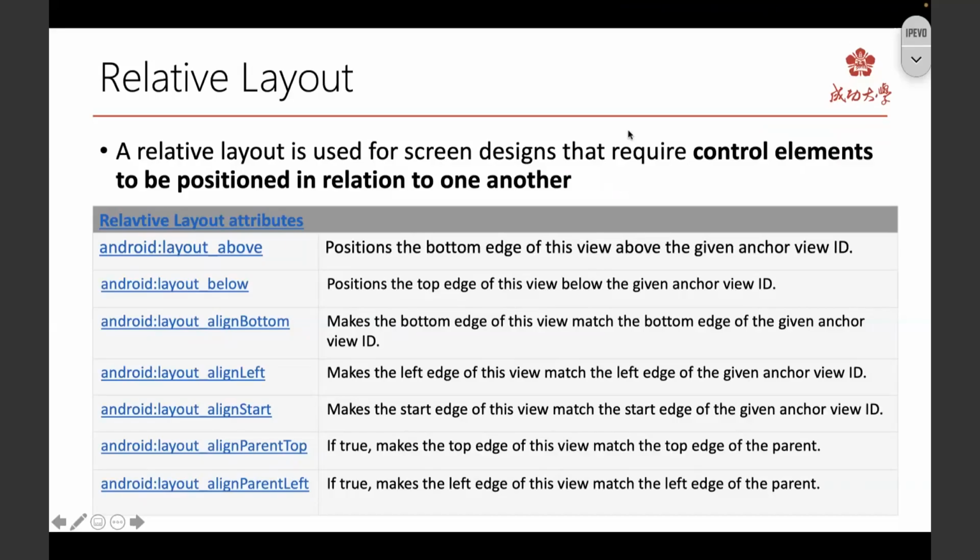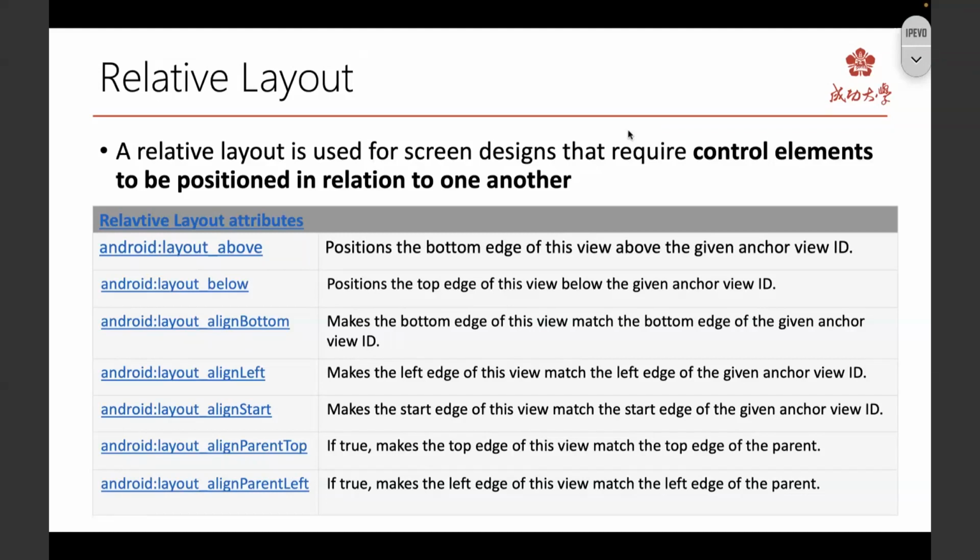Okay, so the next layout is relative layout. I don't remember if I mentioned relative layout before, but a relative layout is used for screen designs that require control elements to be positioned in relation to one another. So basically, relative layout lets child views specify their position relative to the parent view or to each other, specified by their IDs. So we can align two views by right border, or make one below another, or centered in the screen, center to the left, and so on and so forth.